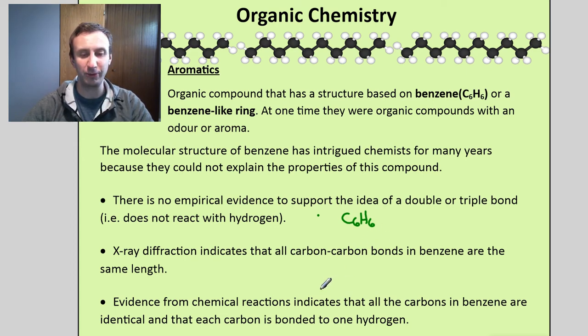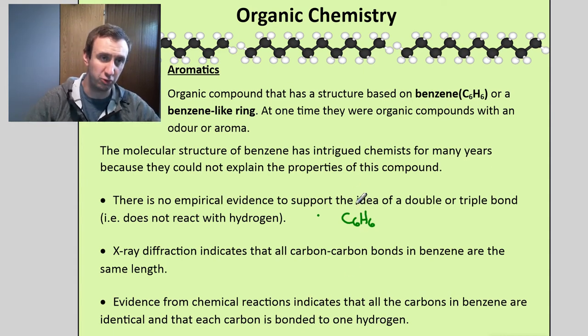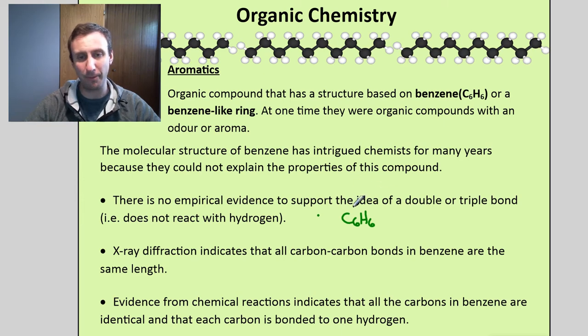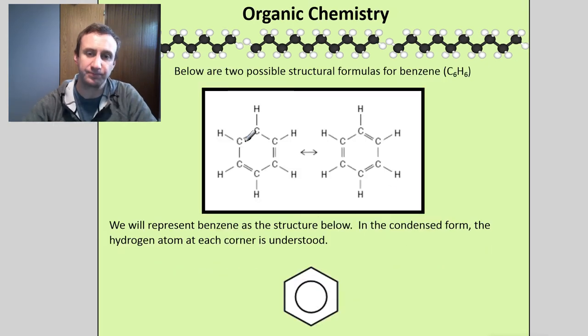And evidence from chemical reactions indicates that all the carbons in benzene are identical. So every single carbon is just as reactive as the other carbons in benzene, and each carbon is bonded to just one hydrogen. So that seemed weird, right? How could we have every single bond be the same, every single carbon be the same, but still accomplish 6 carbons and 6 hydrogens in the structure?